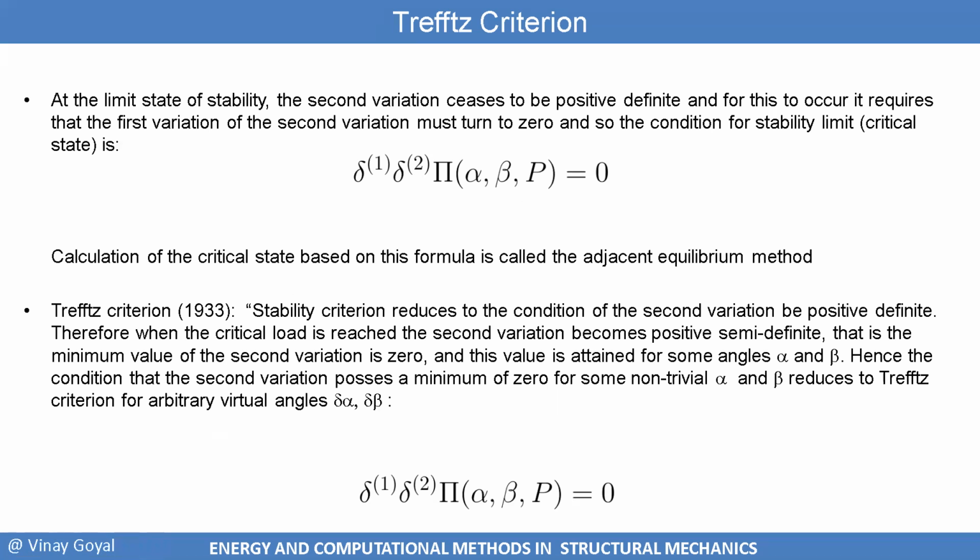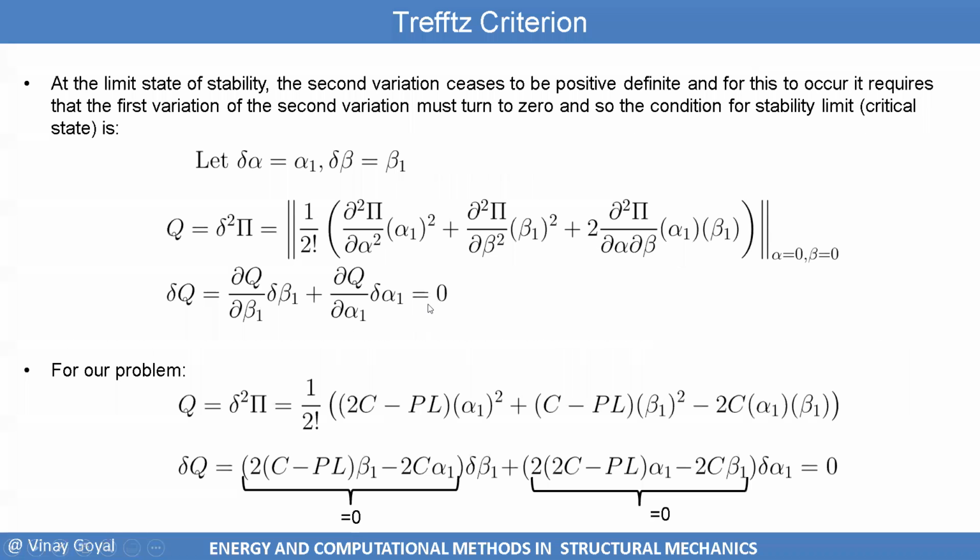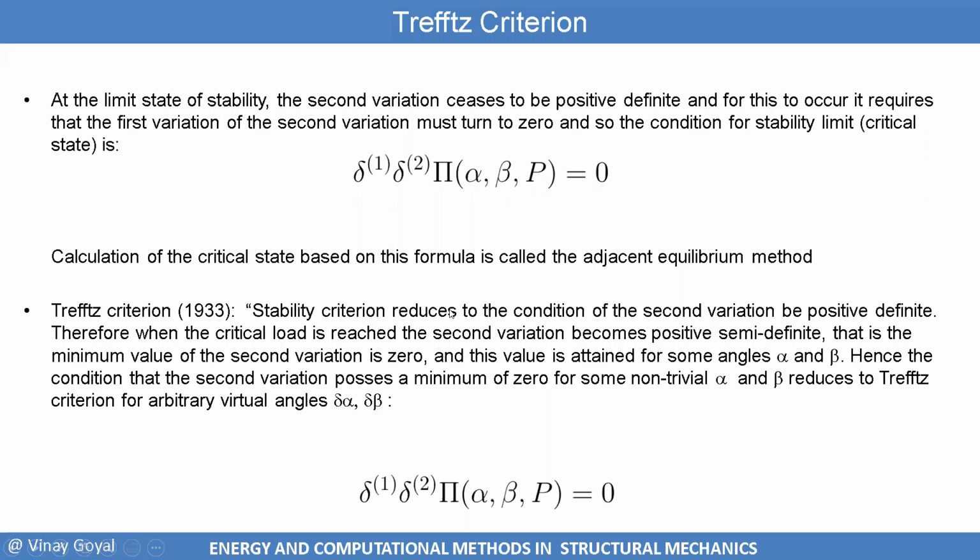So the stability criterion reduces to the condition that the second variation be positive definite. Therefore, when the critical load is reached, the second variation becomes positive semi-definite. That is, the minimum value of the second variation is 0, and this value is attained for some angles alpha and beta. Hence, the condition that the second variation has a minimum of 0 for some non-trivial values of alpha and beta reduces to the Trefftz criterion for arbitrary virtual angles del alpha, del beta.